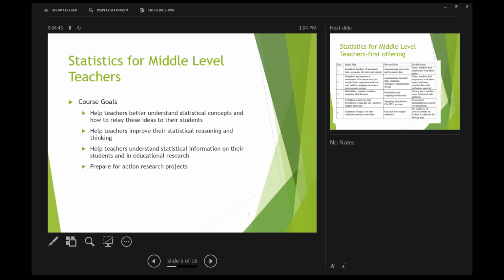We also wanted to help teachers understand the statistical information on their students and in educational research. They read quite a bit of educational research as part of their master's program, and so we wanted them to be able to really understand the statistics that was present in that research. We also wanted them to understand the information they were getting back on their students from things like standardized tests. And finally, as Kendra mentioned, the teachers would have to do an action research project, and we wanted to prepare them quantitatively for the data they would be collecting on their own students.